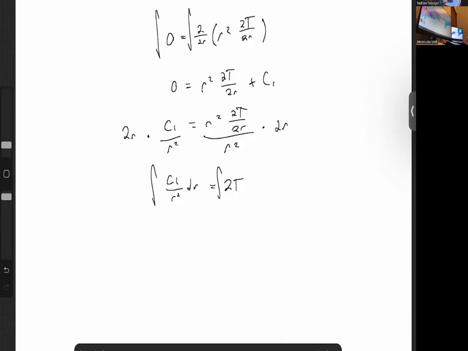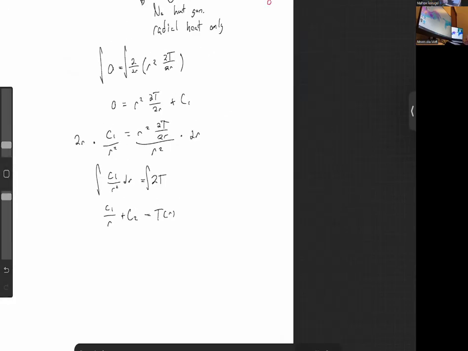We're going to integrate both sides and we get negative C1, which is positive. It can be positive or negative. I'm just going to keep it positive. R plus C2 equals our temperature due to radius.